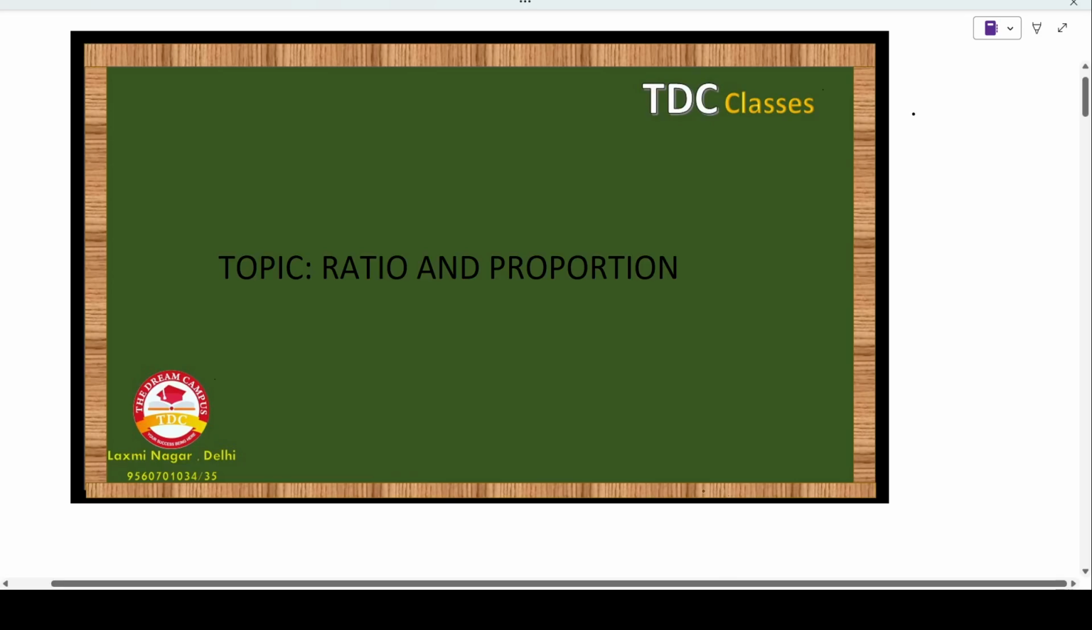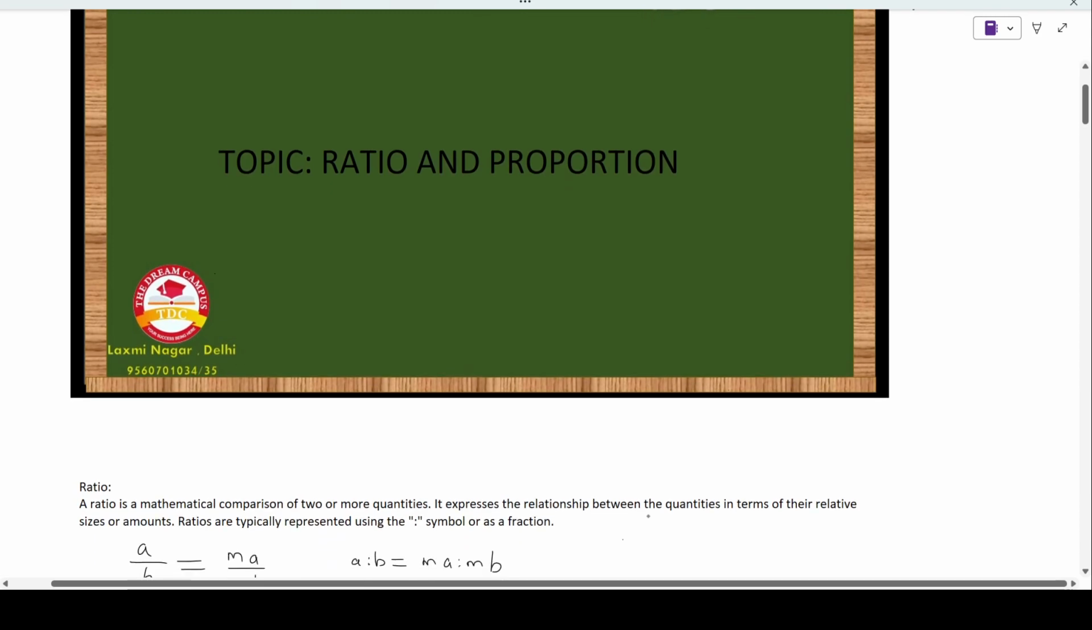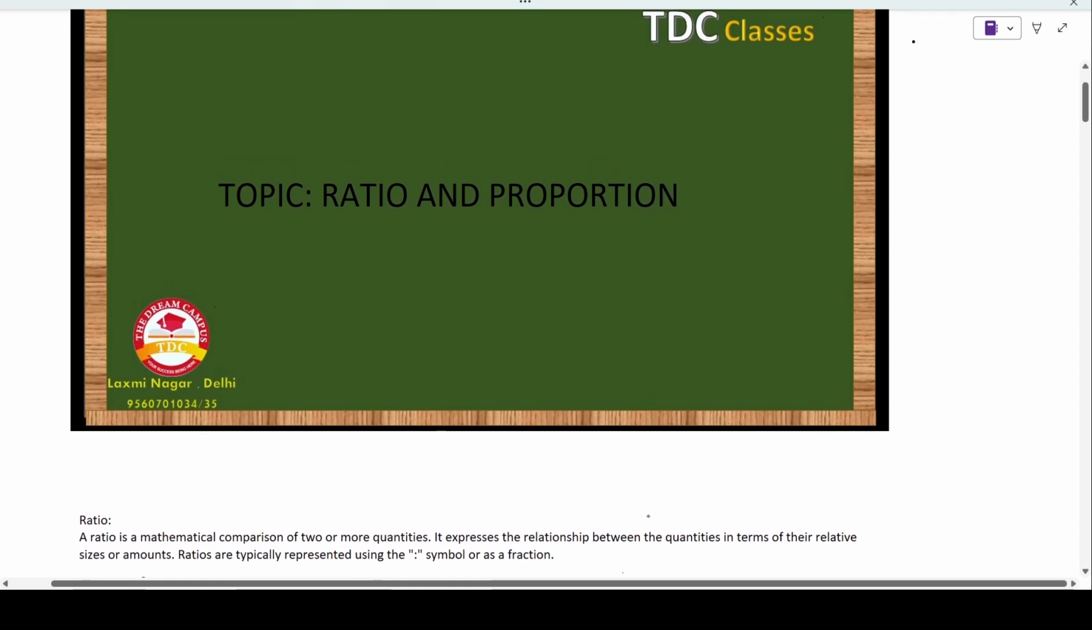Hello everyone. In this lecture we are going to cover the topic ratio and proportion. First we are going to see what ratio and proportion are, some of their properties, and then we'll do some questions. So first of all, what is ratio? Ratio is a mathematical comparison of two or more quantities. It expresses the relationship between the quantities in terms of their relative size or amounts.